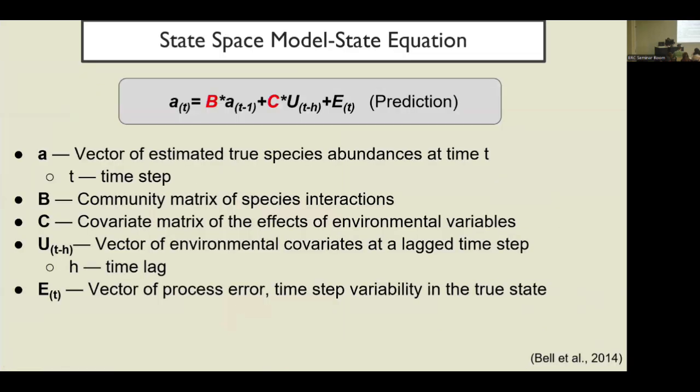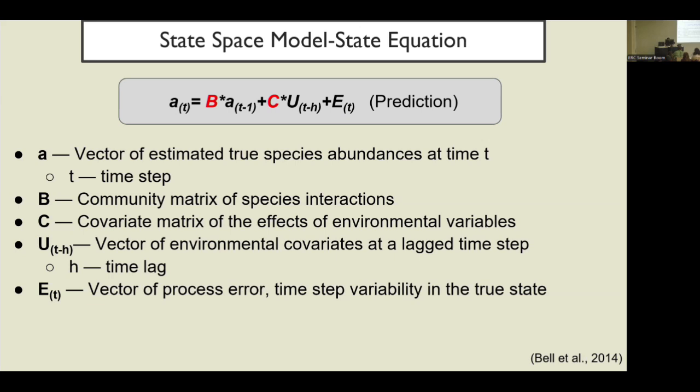So this model is an equation-based approach for estimating population dynamics. The first parameter is the true abundance at time step t. So what we do here is to estimate how species abundance interact with each other over time. And we have a big community matrix. That describes how species interact with each other over time.